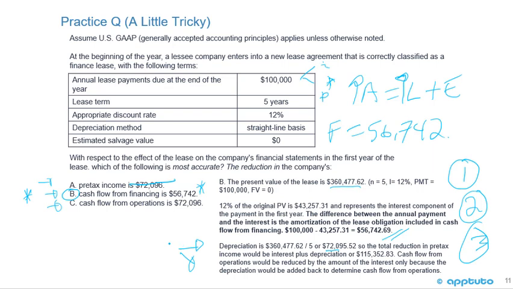And also, the cash flow from operations would be reduced by the amount of the interest only. And the interest only is the $43,257 because the depreciation is a non-cash item and it's added back. So the cash flow from operations number is wrong as well, okay? It's just the interest. So that's an excellent little lease question. Very good practice. You have to understand the calculations and you have to understand exactly what's going on with regards to the interest and principal.